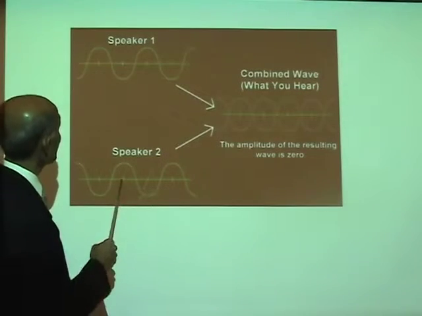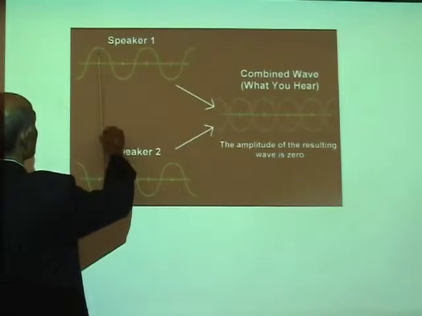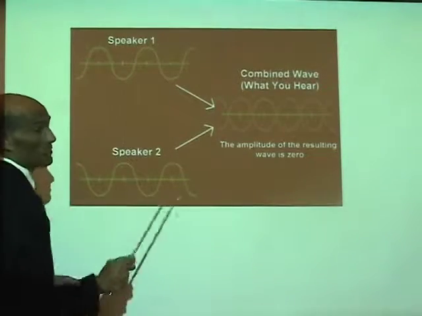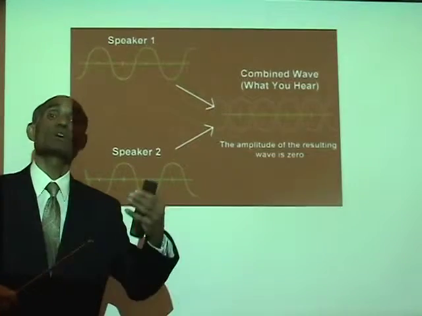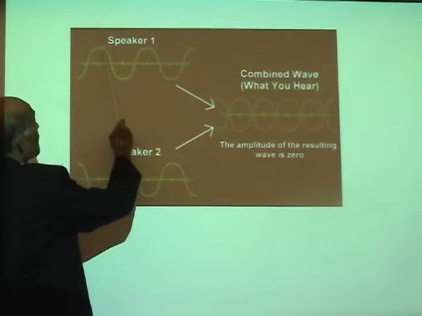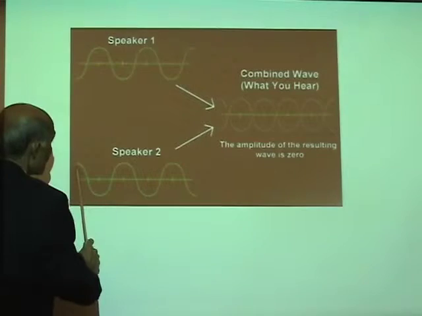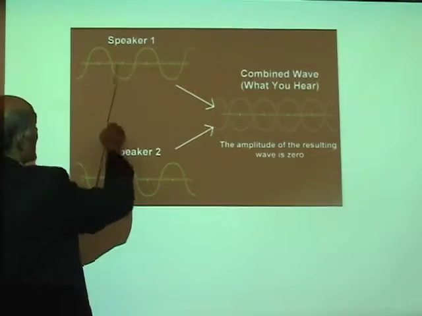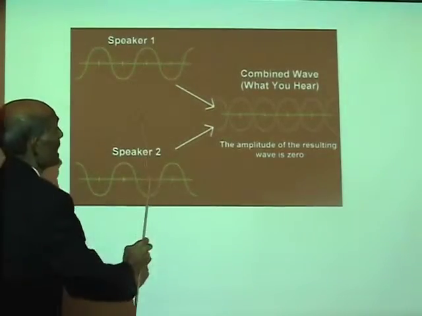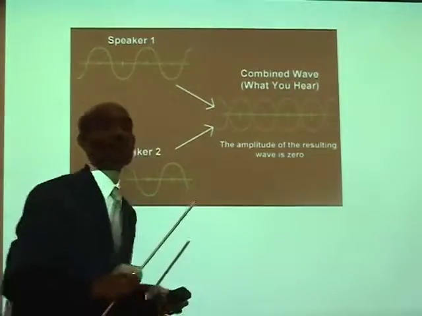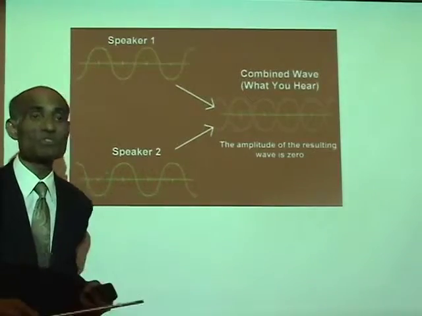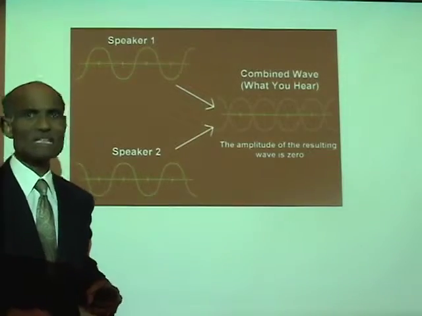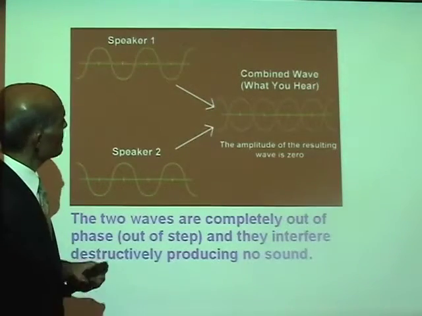On the other hand, look at this. Now watch my little iron rod again. The crest of 1, remember when I said crest, it stands for compression. The compression of the wave coming from speaker 1 falls on the rarefaction of the sound coming from speaker 2. What happens here? They are completely out of phase, therefore there is no wave. The amplitude is 0, you hear no sound. I hope the concept of interference is clear now. Okay, let's move on.